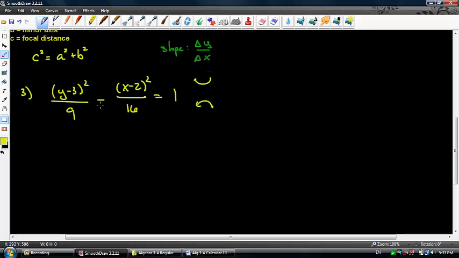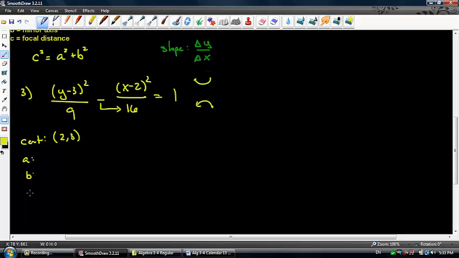One of the ways I like to think about this is, imagine this is negative 16. If you want to think of it in terms of bigger and smaller number, 9 is bigger than negative 16, right? So just make sure you make that distinction. The center is going to be 2, 3, right? Opposite of h, opposite of k.